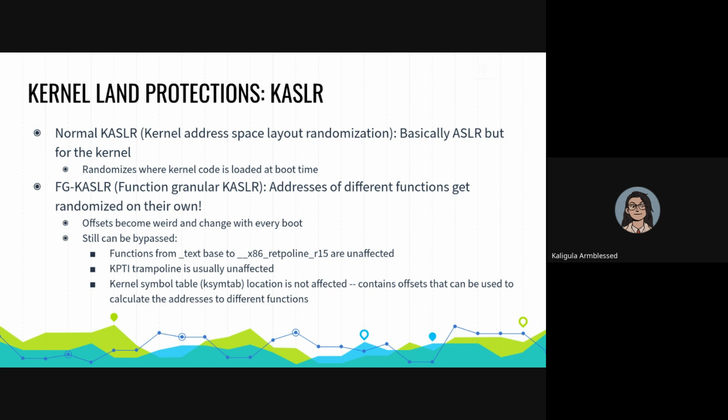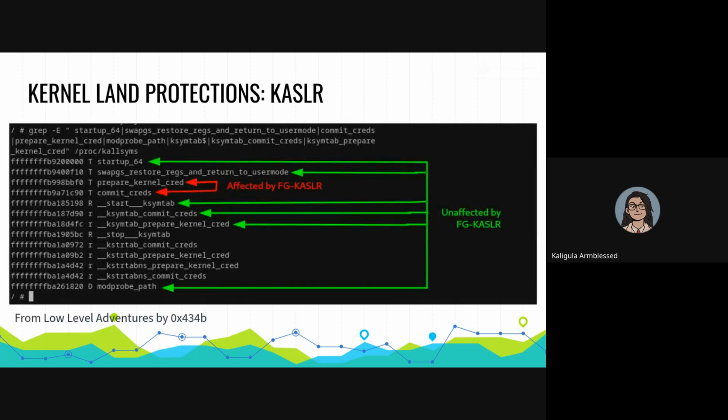There's also a special kind of KASLR, which is called FGKASLR. And instead of the entire kernel code being randomized together, different functions get randomized on their own. So the offsets become really weird and annoying, and they change with every boot. But this can still be bypassed because some functions are not affected and the kernel symbol table location is not affected. So for example, in FGKASLR, the symbols that are pointed to in green, these are unaffected by FGKASLR, but the red ones, which are the important ones that we care about, like prepare_kernel_cred or commit_creds, these are affected by FGKASLR, which is very annoying.